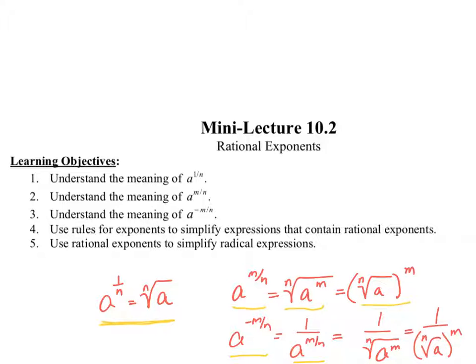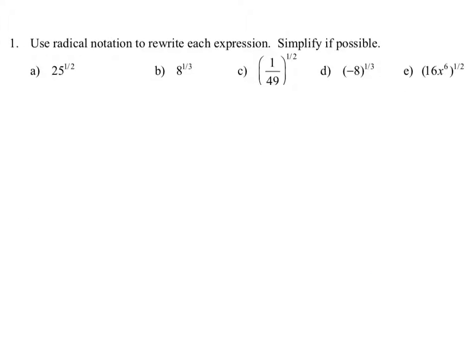Our next objectives are to use rules for exponents to simplify expressions that contain rational exponents, and to use rational exponents to simplify radical expressions. Use radical notation to rewrite each expression and simplify if possible.